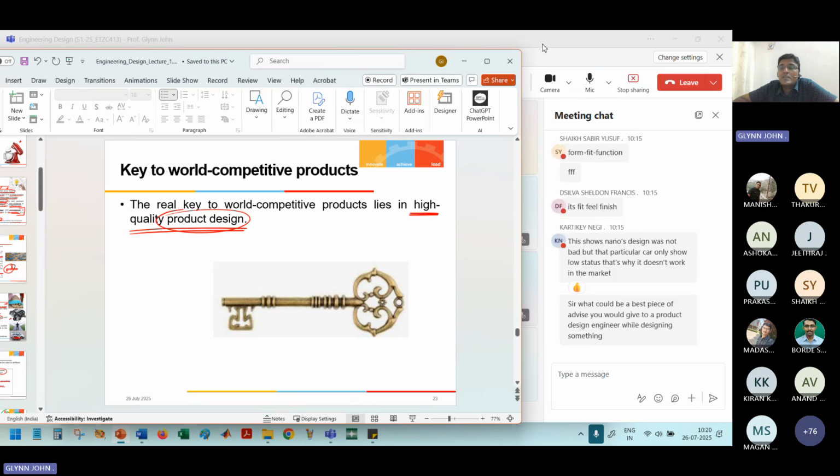Yes, everything is clear. What could be the best piece of advice you would give to a product design engineer while designing something?